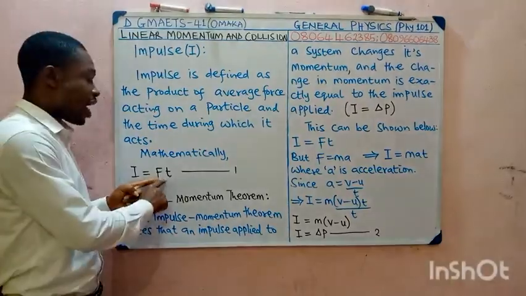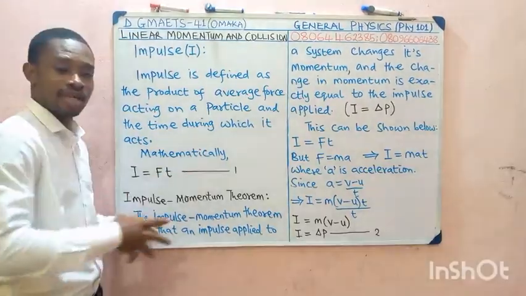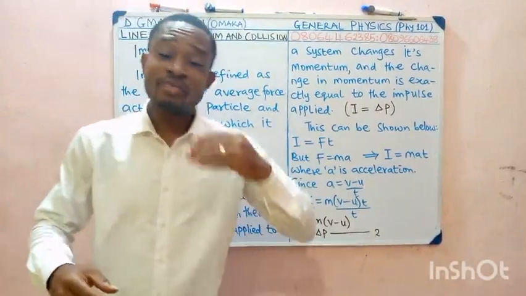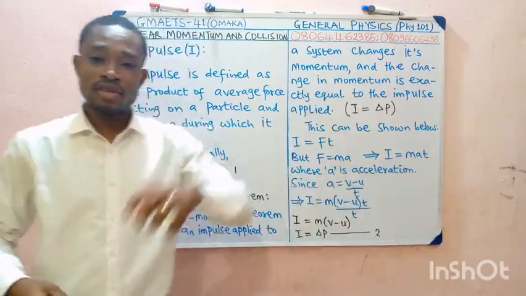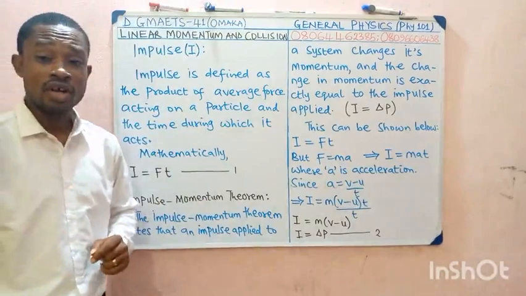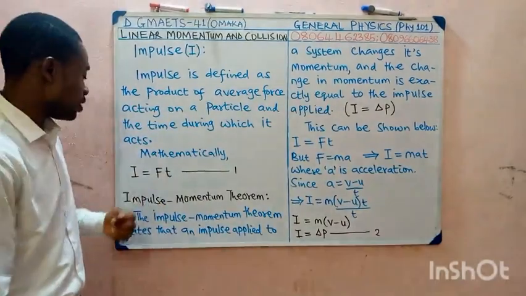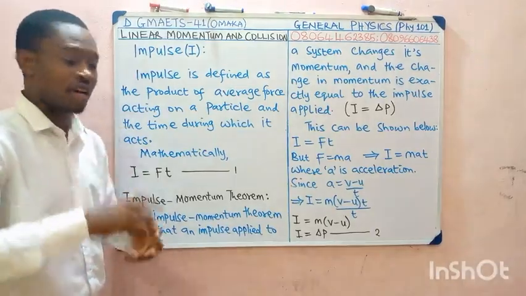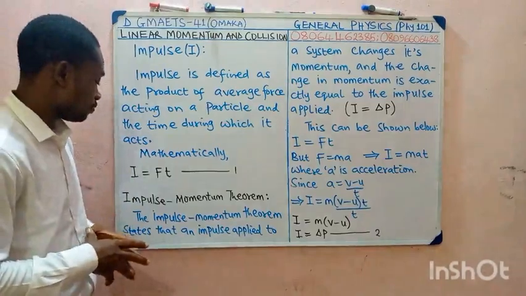Actually, it's meant to be F times change in t. But if we take the initial time to be 0, and then the final time to be t, then t minus 0, that change will give you t. So we'll simply define it as this equation 1 here. I equals Ft. I is the impulse, F is the average force, and t is the time during which that force acts on the particle.